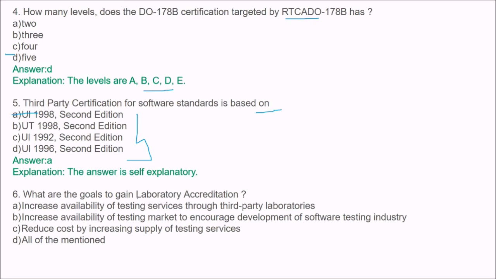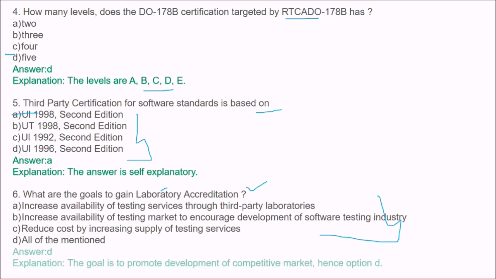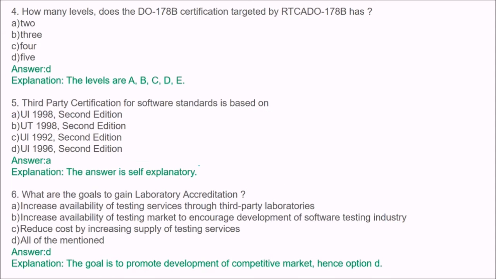What are the goals to gain laboratory accreditation? So how do you want your laboratory to be accredited? Can you answer this? The answer is D, because the goals are to increase availability of testing services through third-party laboratories. These are the various goals. Increase availability of the testing market to encourage development of the software testing industry and reduce cost by increasing the supply of testing services. All of them are mentioned. The goal is to promote development of a competitive market. Hence, you have option D as the answer.